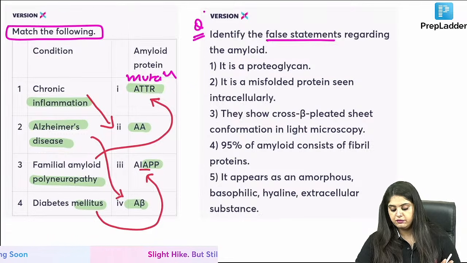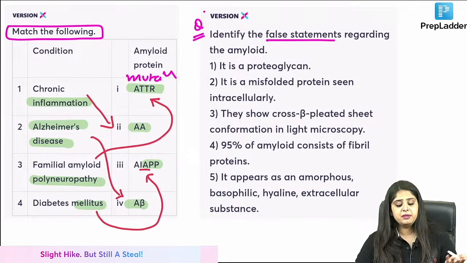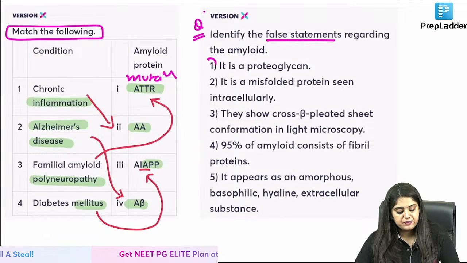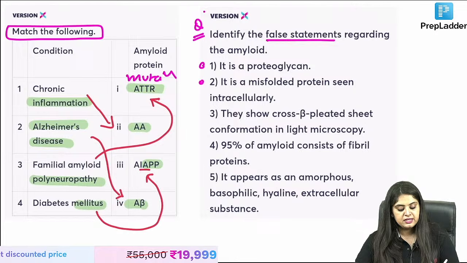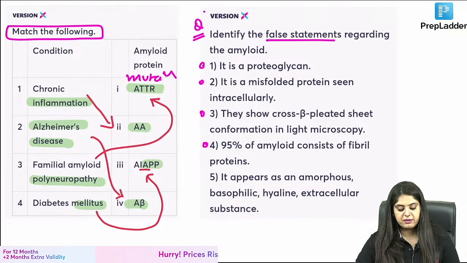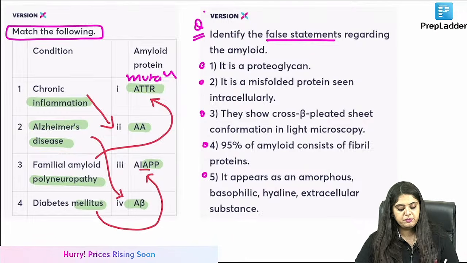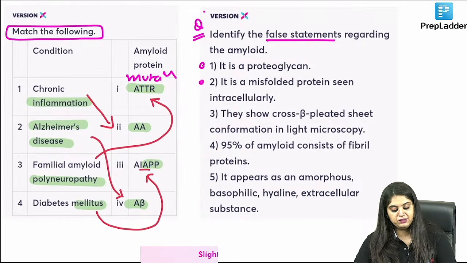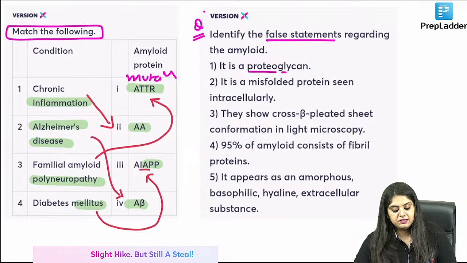1 2 3, 2 3 4, 1 3 5. Maybe multiple, maybe single. Number one, it is a proteoglycan. It is a misfolded protein which is going to be depositing intracellularly. It is cross beta pleated sheet on light microscopy. 95% of them are fibril proteins. It appears as basophilic hyaline extracellular. I want to start off. Number one, it is a proteoglycan.